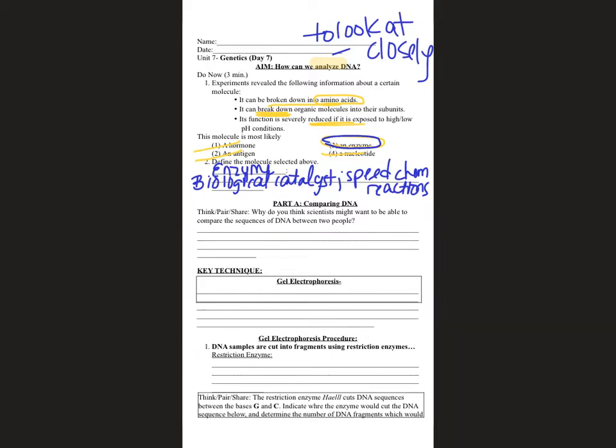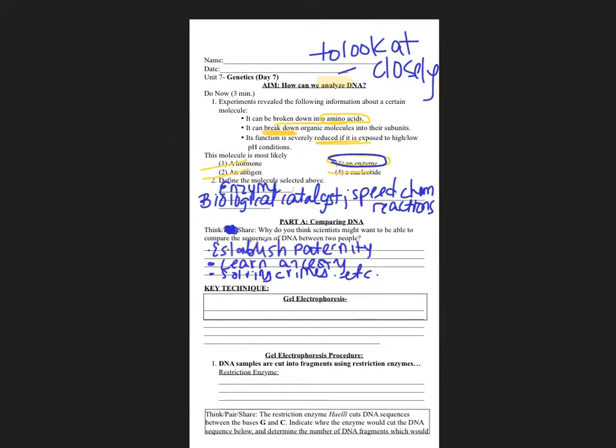Part A, comparing DNA. For this, we're only going to think and share. We will not pair until we have our live stream. Question: why do you think scientists might want to be able to compare the sequences of DNA between two people? Pause the video now and jot down some reasons as to why you think comparing DNA sequences is important for scientists. A few reasons I have listed below are to establish paternity, learn about ancestry, and solving crime.